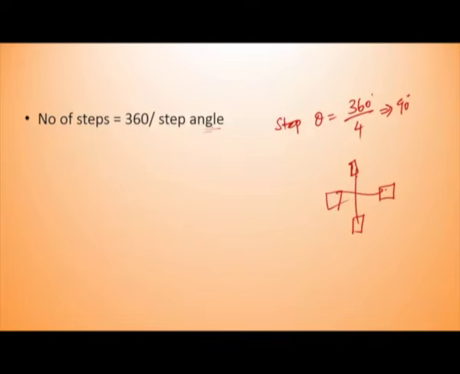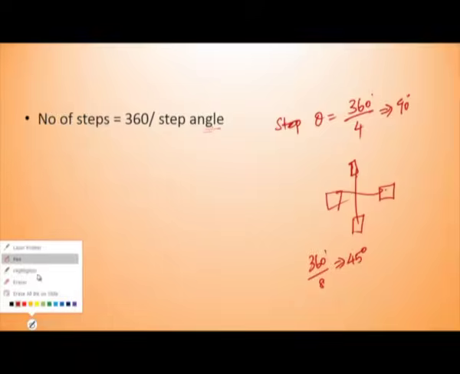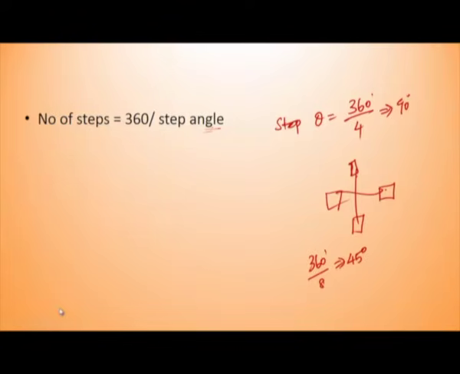In case you are taking 8 steps, how does it come? 360 divided by 8, which gives us 45 degrees, right. So, it will give step movements like, initially here, then here, then here. So, 8 jumps it will give, right. So, this is 0 to 45.